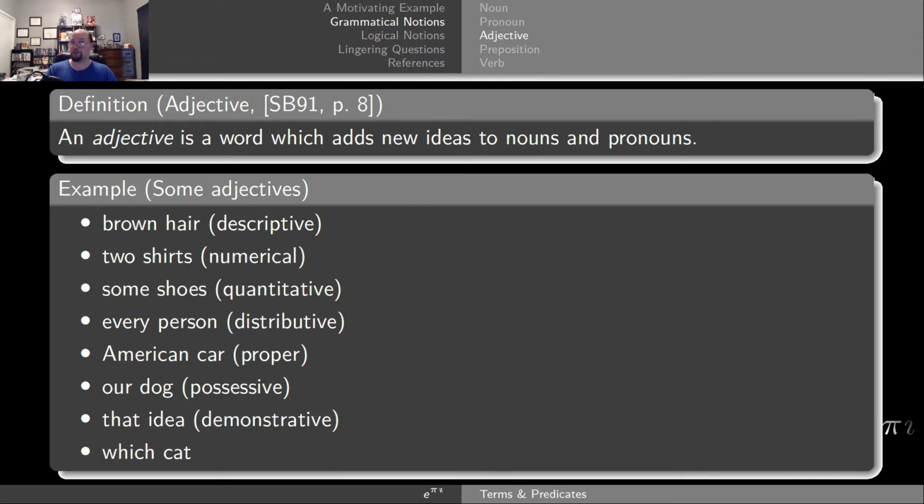Lastly, we have which cat. Which cat is asking a question. Consequently, this is an interrogative adjective. Now, notably, some of these words we've used before, like someone, everyone, ours, that, which. Each of these has served the purpose as a pronoun before, but can also be used as an adjective. Hence, they are also polysemous.